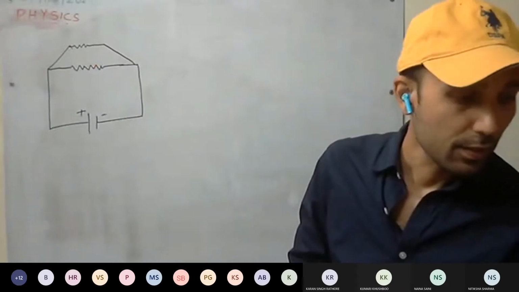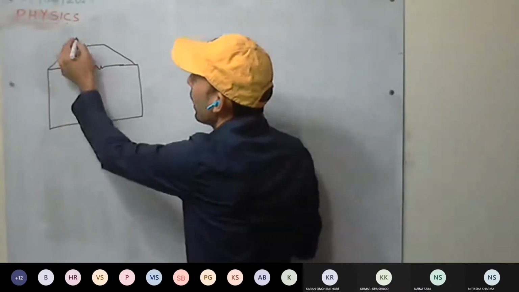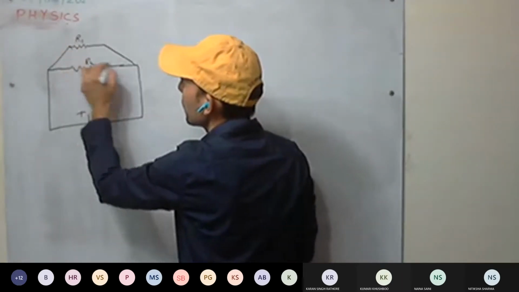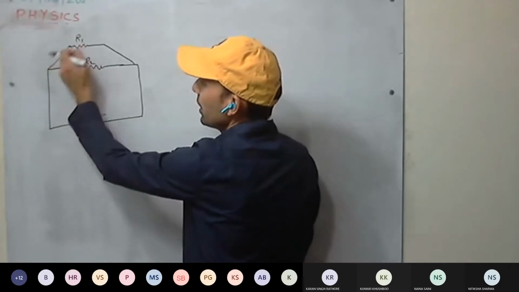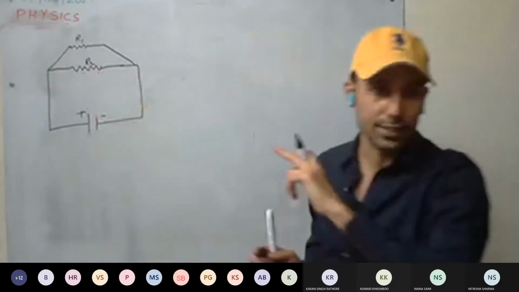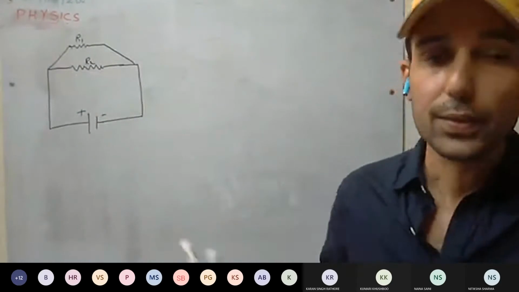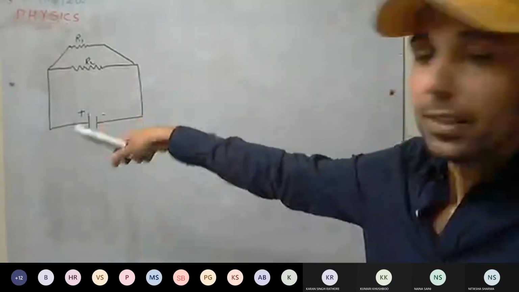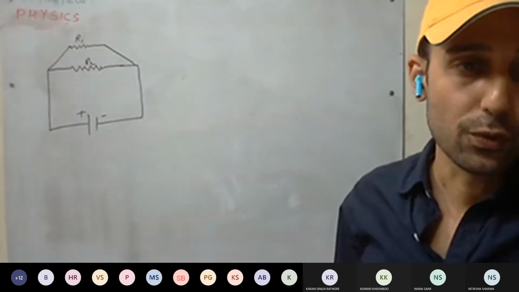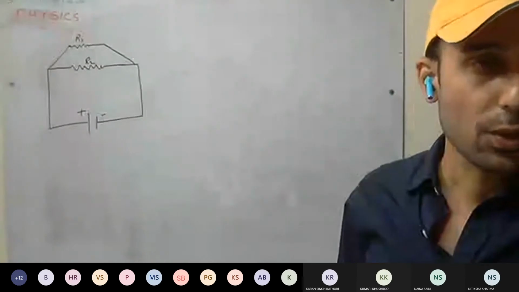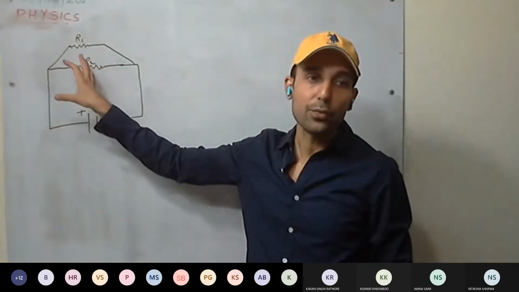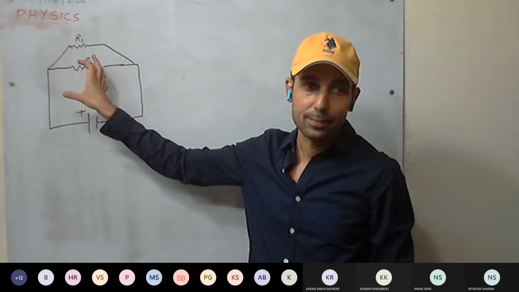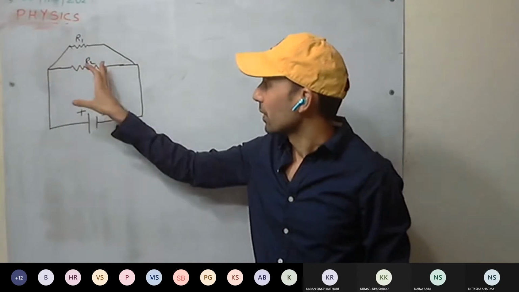So I'll be marking R1 on top, R1, R2. Okay. Now see here, some current will flow through the first resistor, some current will flow through the second resistor. Now current has got two paths to flow. So we can say flow of current has increased.